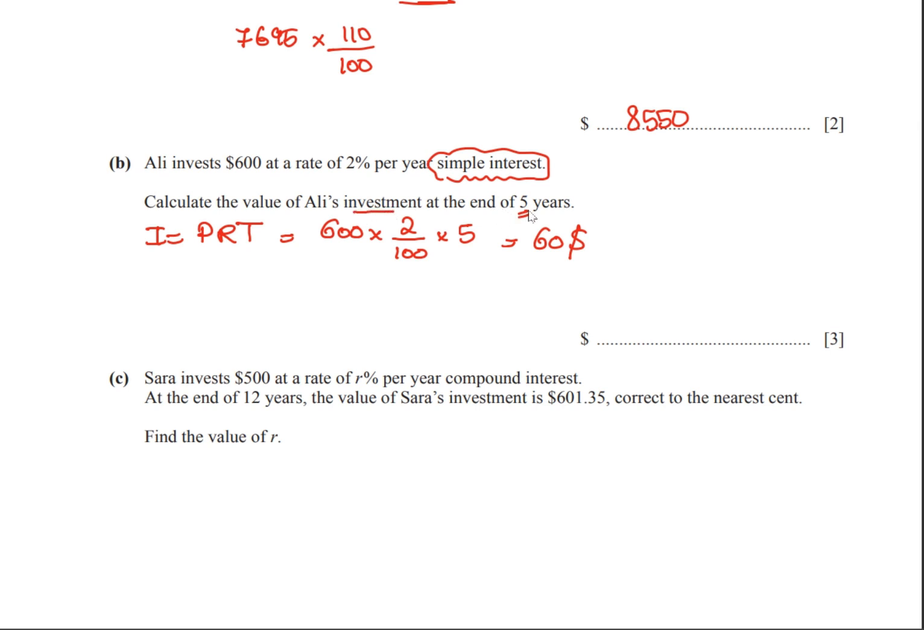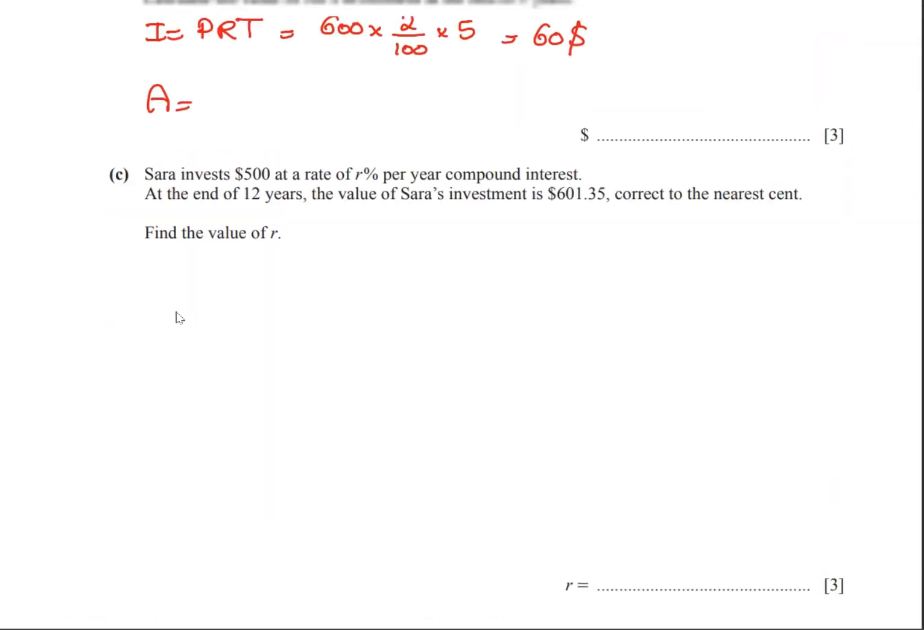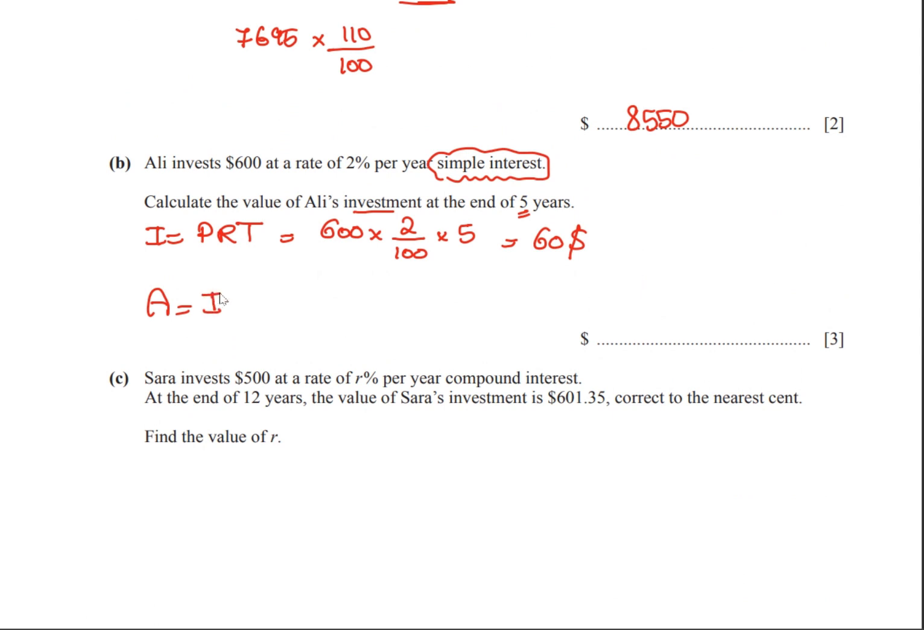He didn't ask you about only the increase, he asked you about the whole investment, the total amount of the investment. The total amount of the investment will be equal the interest plus the beginning principal. So 60 plus 600 will be equal $660. So if he's asking you about only the increase, it will be $60.